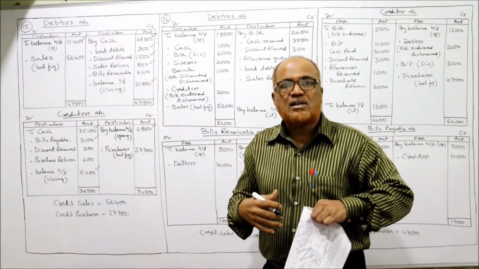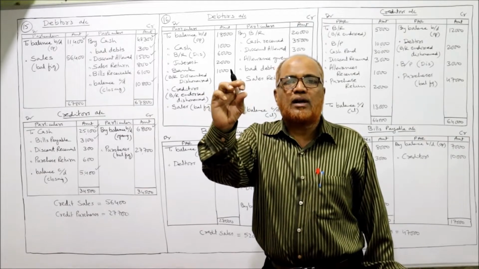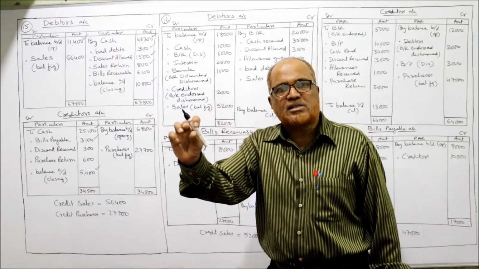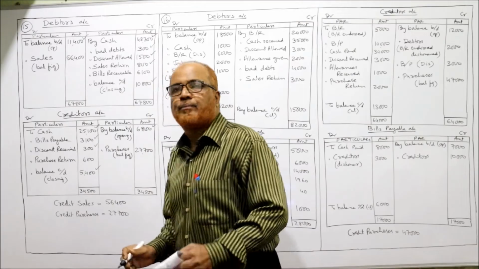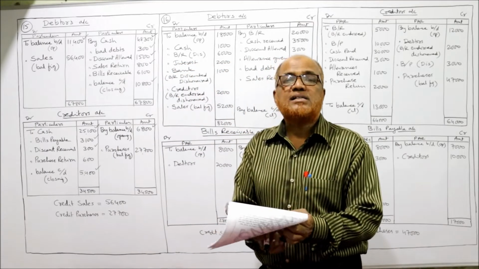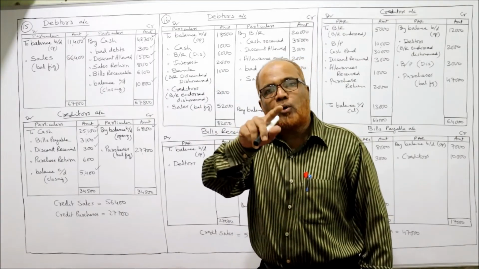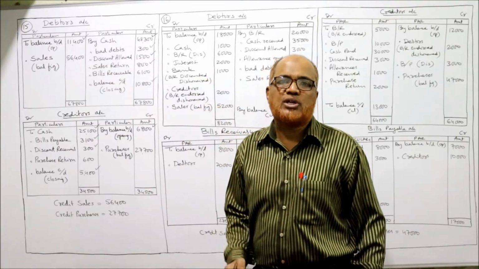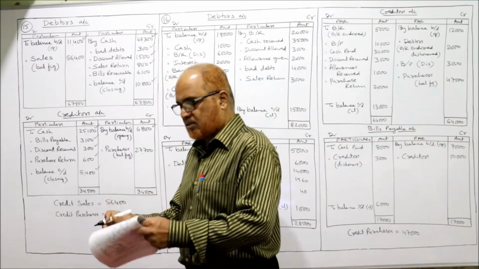Next one is discount received. We receive the discount from creditors. The entry will be creditors account debit to discount received. So creditors should be debited to discount received 300. Next, purchase return. The entry will be creditors account debit to purchase return. So creditors should be debited to purchase return 600.